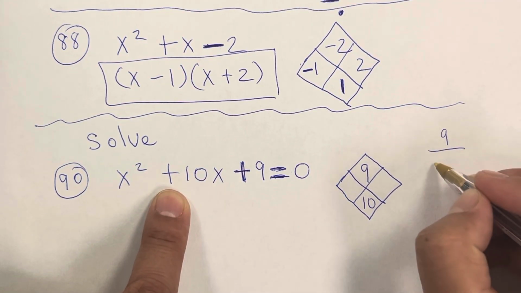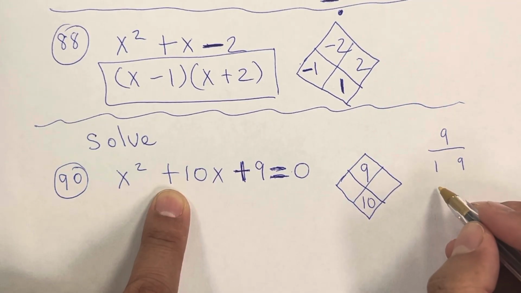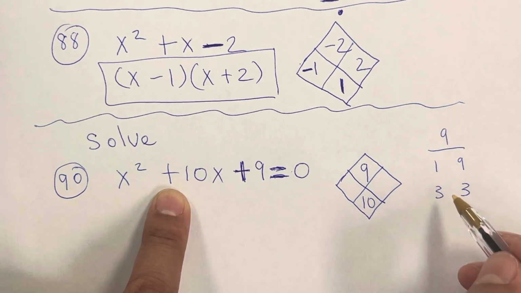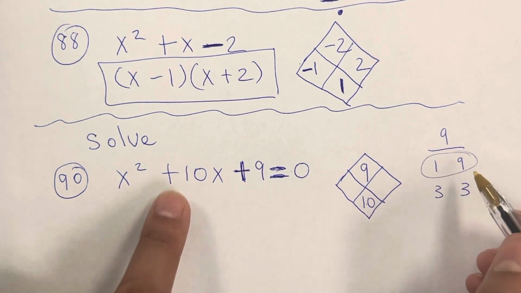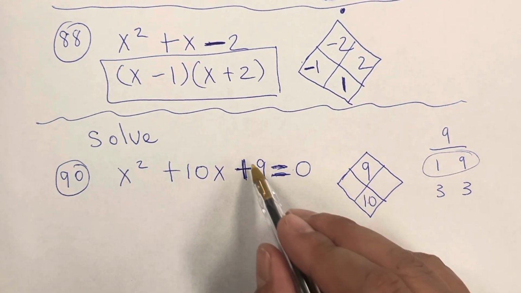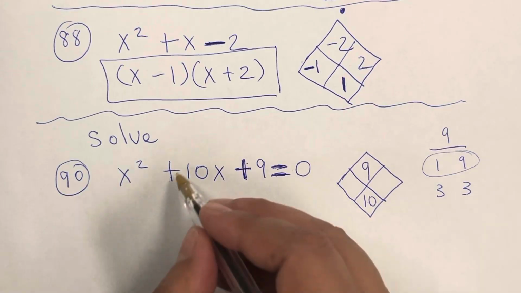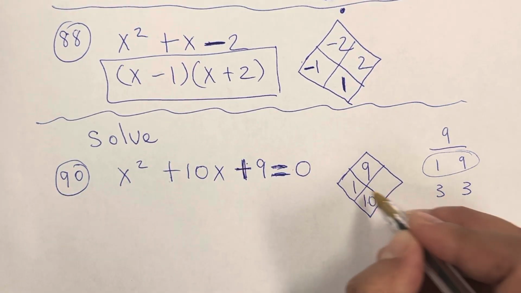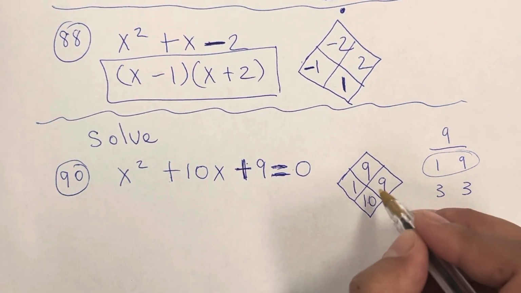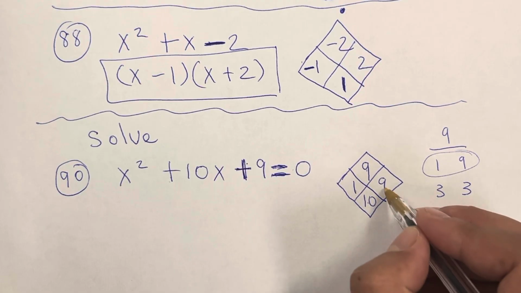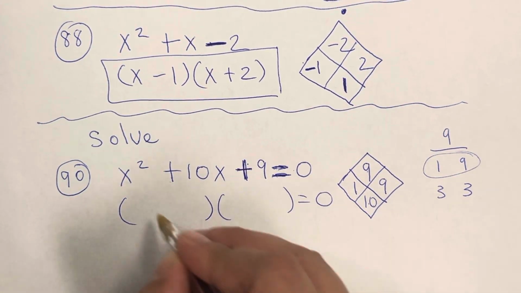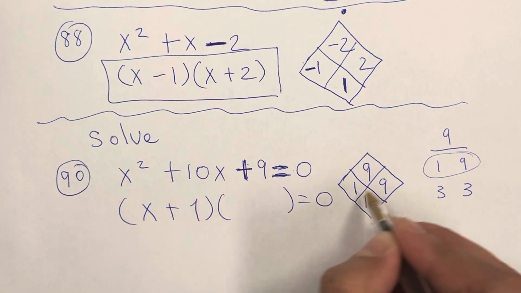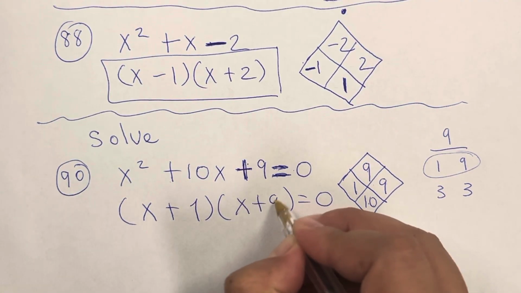So factors of 9 is 1 times 9, 3 times 3. Which ones, when we add them, equals 10? Well, this one. And again, because this is positive, both will be the middle sign. So positive 1 times positive 9. 1 times 9 is 9. 1 plus 9 is 10. We open parentheses, and we put x plus 1, x plus 9.